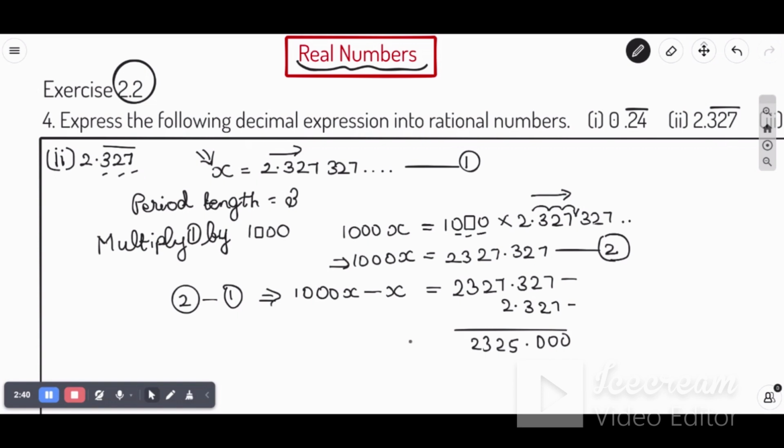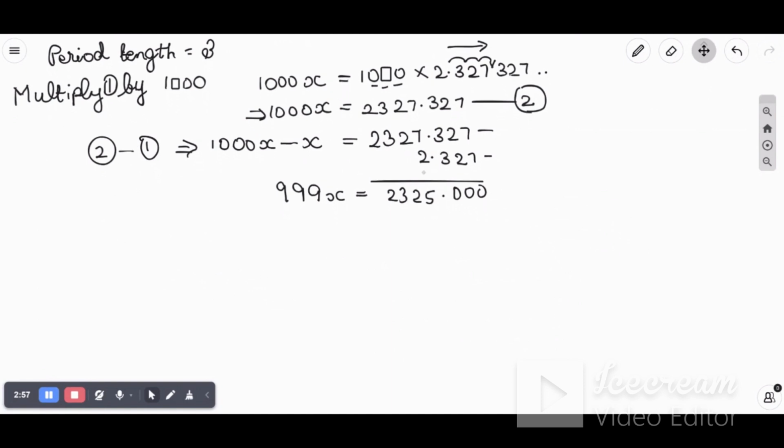So with this, the right hand side is done. The left hand side is 1000x minus x, which will be equal to 999x. So 999x is equal to 2325.000. So now if you could see, we have got only two numbers. We can form our rational number. So x will be equal to 2325 divided by 999.